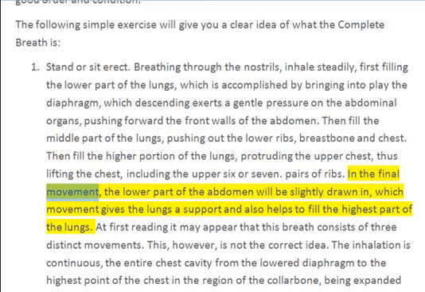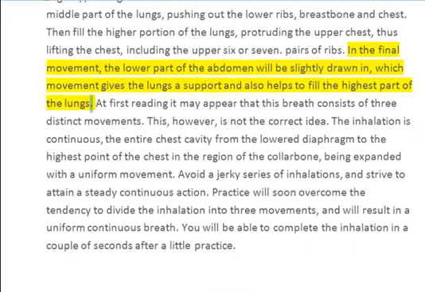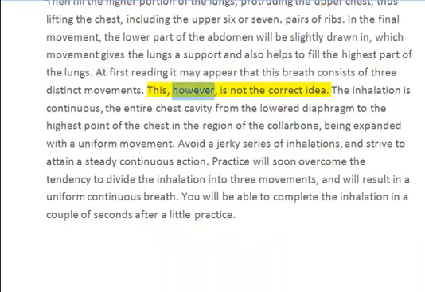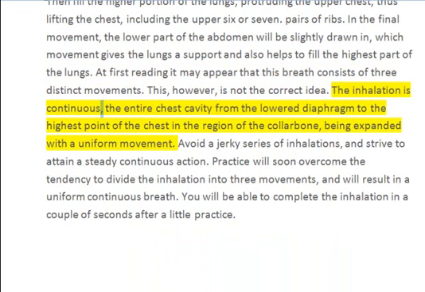In the final movement, the lower part of the abdomen will be slightly drawn in, which movement gives the lungs a support and also helps to fill the highest part of the lungs. At first reading it may appear that this breath consists of 3 distinct movements. This, however, is not the correct idea. The inhalation is continuous, the entire chest cavity from the lower diaphragm to the highest point of the chest in the region of the collarbone, being expanded with a uniform movement.